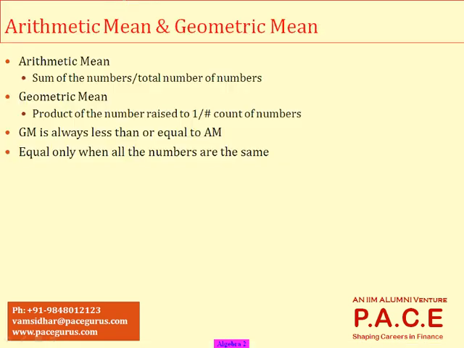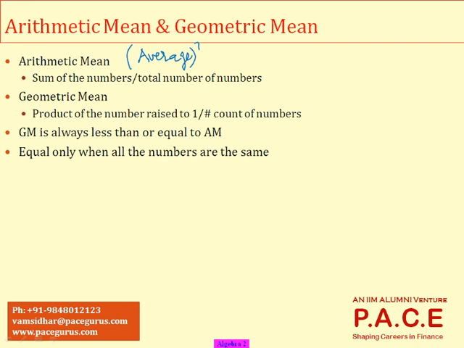So the first one which we are going to handle here is the arithmetic mean and the geometric mean. As we all know, arithmetic mean is nothing but a simple average. So all of you must be knowing how to calculate the arithmetic mean. It is nothing but the total sum of the numbers divided by the total number of numbers.